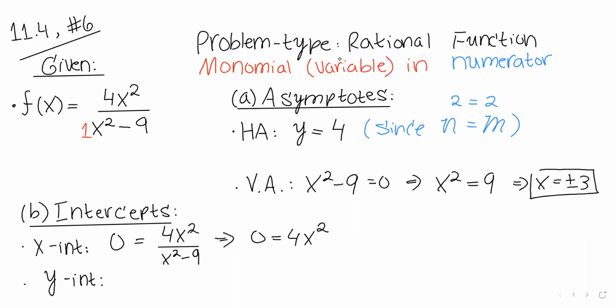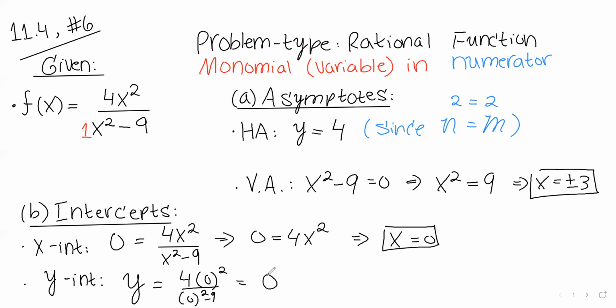So in this case, we do have an x to solve for. x squared would be 0 over 4, which is 0. So the x-intercept is 0 instead of none. Y-intercept, y equals 0, because we plug in 0 for x. 0 over anything, 0 over -9 is 0.